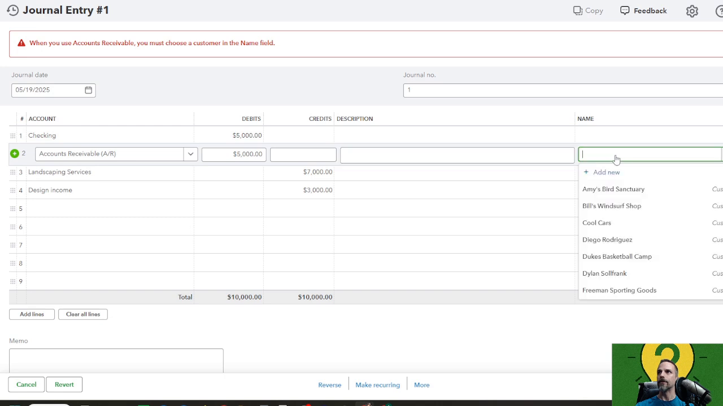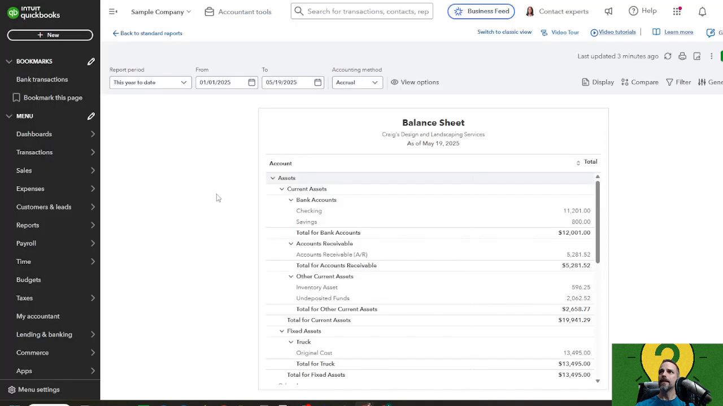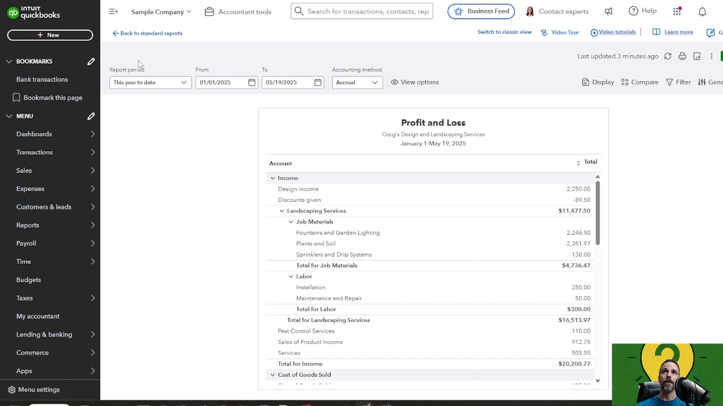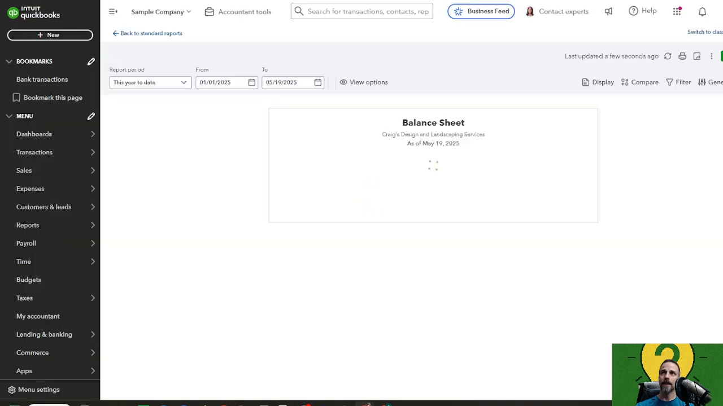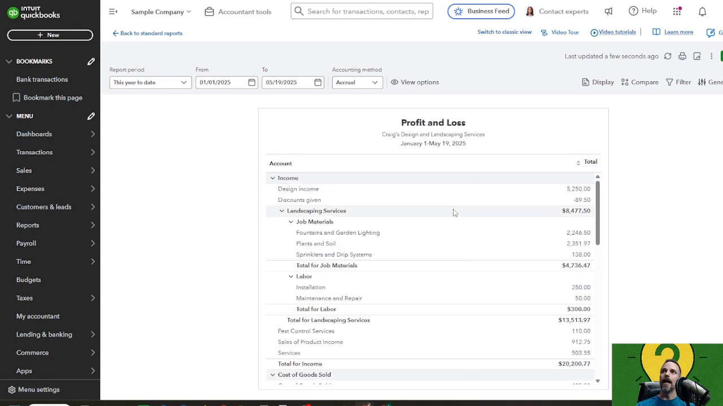And I do have to choose a name. That's right, in the customer field. So we'll just use whoever they have. And let's see if we can find out what happened now on our balance sheet and our profit and loss statement. Now on the balance sheet side of things, checking went up by $5,000, as it should have. And my accounts receivable went up by $5,000. My client owes me. I'm using accounts receivable because that's going to come up in just a minute too. And then on the income side, I have design income that's gone up by $3,000, and I have landscaping that's gone up by $7,000. So I've done the work, okay? And I've received half the money, and I'm going to receive the other half of the money.